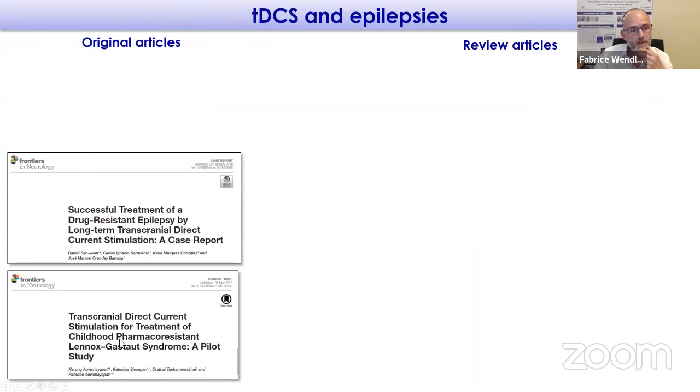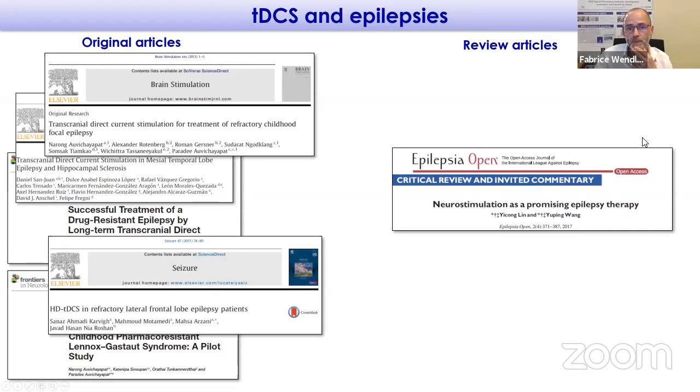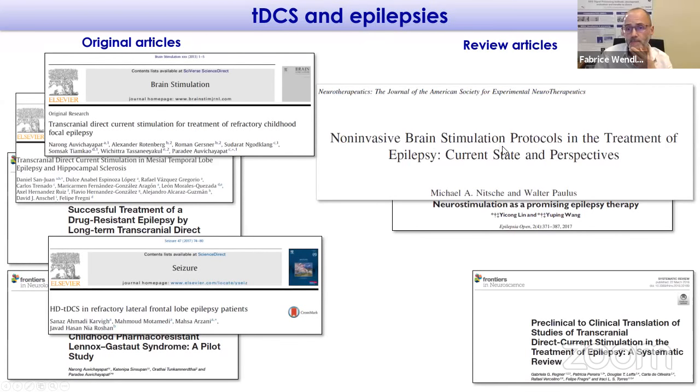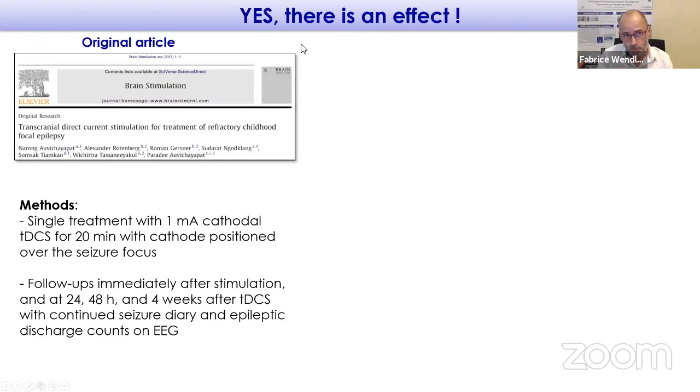So as I said in the introduction, there are a number of papers that have been recently published on the treatment of epilepsy using transcranial direct current stimulation, tCS. For instance, in Lennox-Gastaut, in pharmacoresistant epilepsy. There are also review papers that say that neurostimulation is a promising therapy for epilepsy, and especially non-invasive brain stimulation. If you look at the literature, there are now quite a number of not only original papers, but also reviews. There are some papers which provide positive results, I would say.